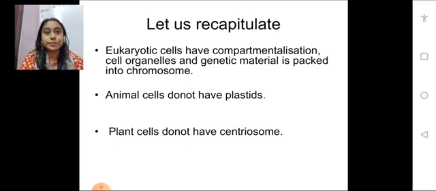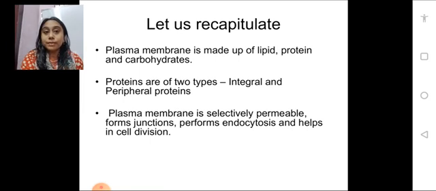So pay attention. Then we came to know about plasma membrane. We came to know that plasma membrane is made up of three biomolecules: lipid, which is arranged in a bilayer, then proteins, which are again of two types, peripheral and integral, and also carbohydrate in a minimum amount. Plasma membrane has a wide variety of functions. Plasma membrane is selectively permeable. It helps in endocytosis, in engulfing. It helps in division of the cell, in growth of the cell, and in multiplication of the cells also. So this much for today's class.